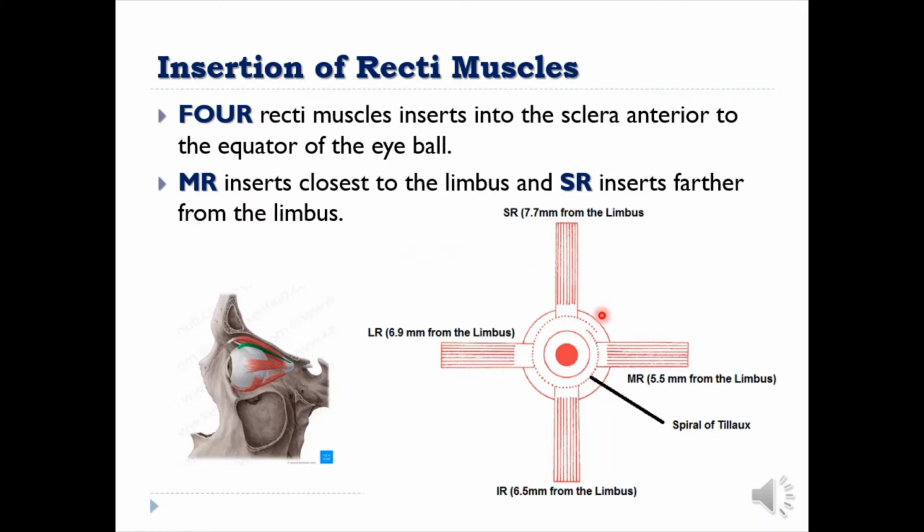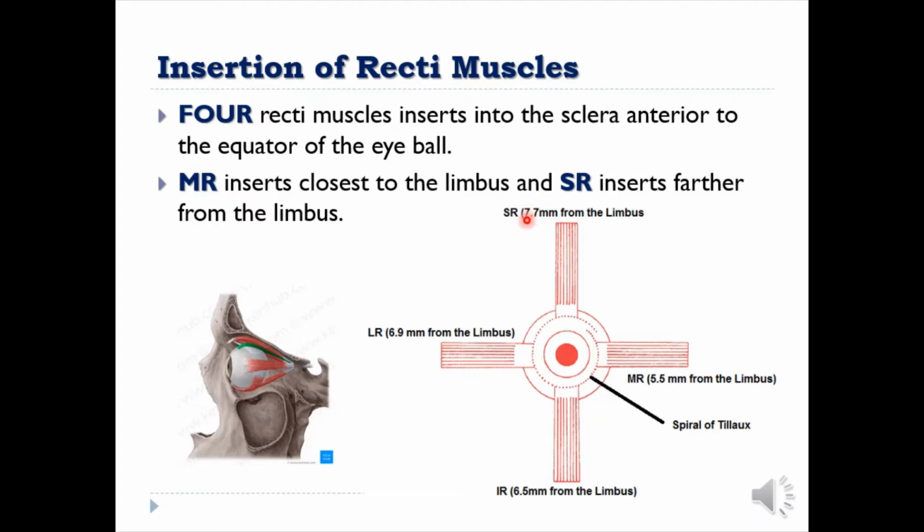You can see here, superior rectus is 7.7 millimeter from the limbus. So from the limbus, the superior rectus is getting inserted 7.7 millimeter. Now lateral rectus is inserting 6.9 millimeter from the limbus. This is the limbus, this is 6.9 millimeter from the limbus. Inferior rectus, this is the limbus, 6.5 millimeter from the limbus. And medial rectus is 5.5 millimeter from the limbus.